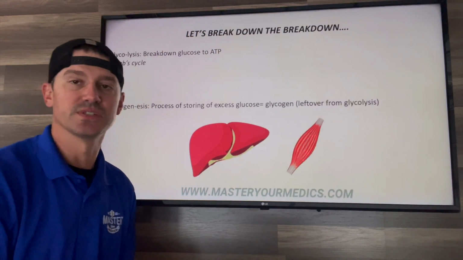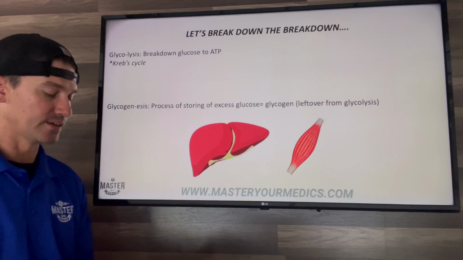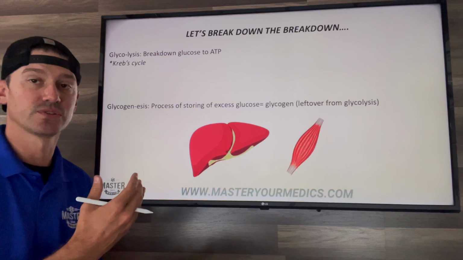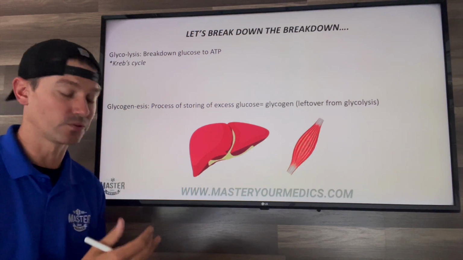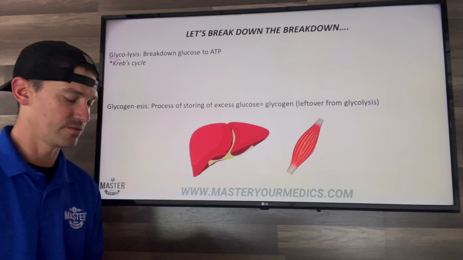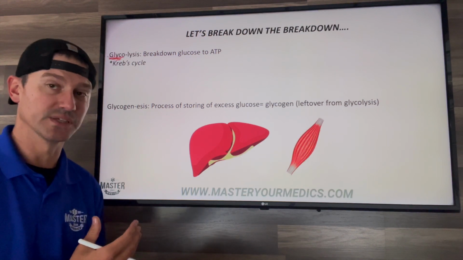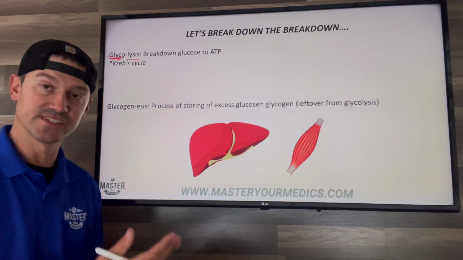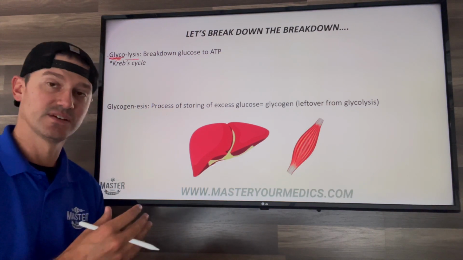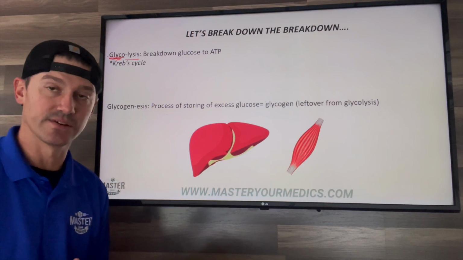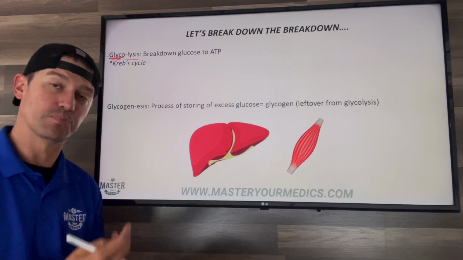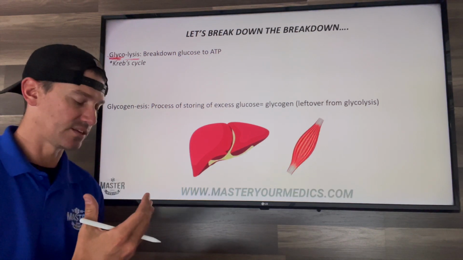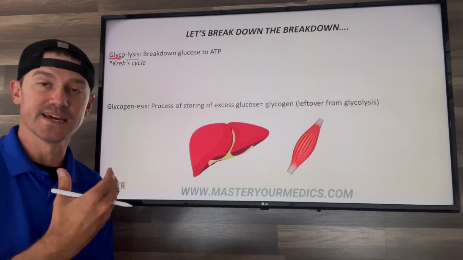So let's break down some more of this stuff. We have some basic terms we need to understand. We have glycolysis, which is the breakdown of glucose. If we break down this medical terminology, glyco relates to glucose or predominantly glycogen, and the suffix olysis, or lysis, means a breakdown of something. So in this, we are breaking down that glucose product, and we use that to break down for ATP production.